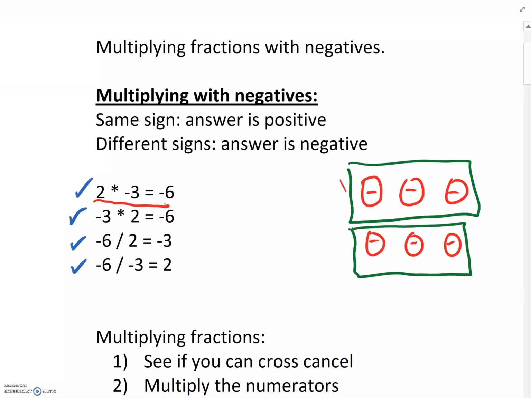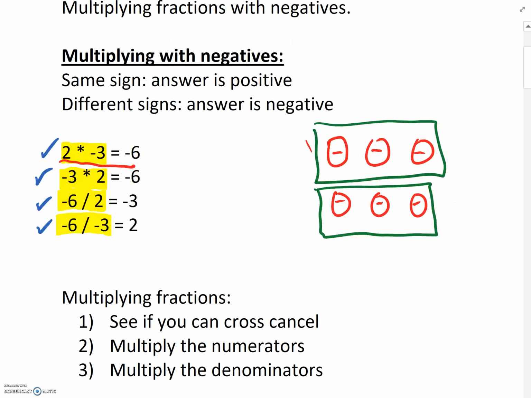If you ever forget your rules for multiplying or dividing with negatives, all you have to do is come up with an easy multiplication problem with a negative in it, and it'll help you remember your rules. And you can see it right here. If you have different signs when you multiply, you get a different answer. Different signs, negative answer. Different signs, negative answer. Same signs, positive answer.